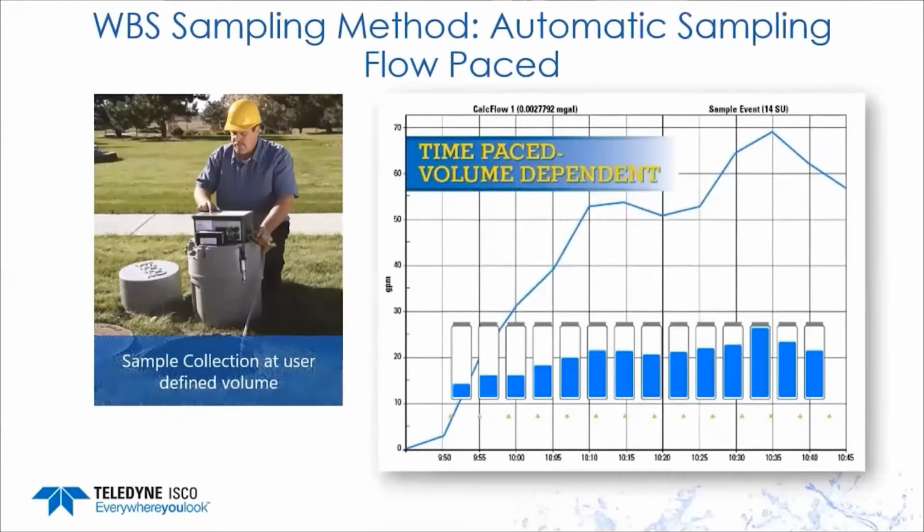The third and final method is the best method for collecting the most representative sample for wastewater-based surveillance analysis. With the time-paced, volume-dependent method, a sample is collected at a user-defined time interval, but the volume of the sample is weighted based on the volume of flow during that time period. This is the most effective method for measuring constituent loading and will provide the most accurate data for trending and quantification of the results.